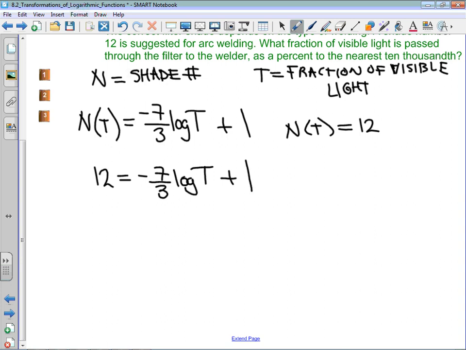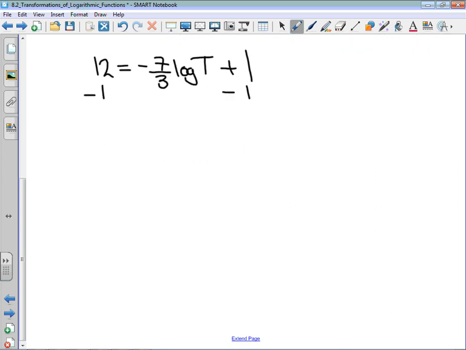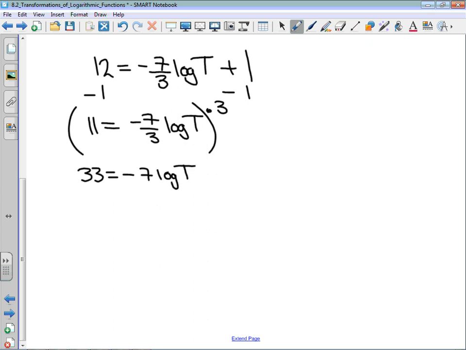The one mistake that students make again and again is that before you switch to exponential form, you have to bare minimum get your log, the log of t or log of whatever, isolated on one side. So that's the first thing that we're going to do. Before I do anything else, I'm going to subtract 1 from both sides. It's going to give me that 11 is equal to -7/3 times the log of capital T. I'm going to get rid of that denominator by multiplying both sides by 3. So 33 is equal to -7 times log T. I'm going to divide by -7. Again, I'm just going to go to the right here. -33/7 is equal to the log base 10 of T.